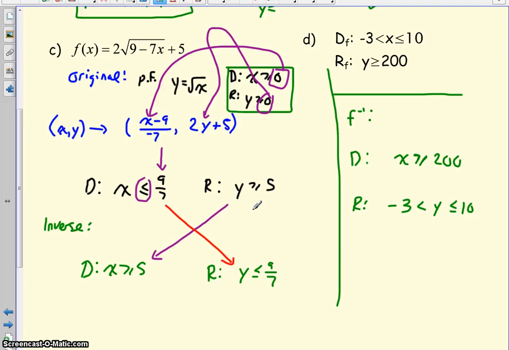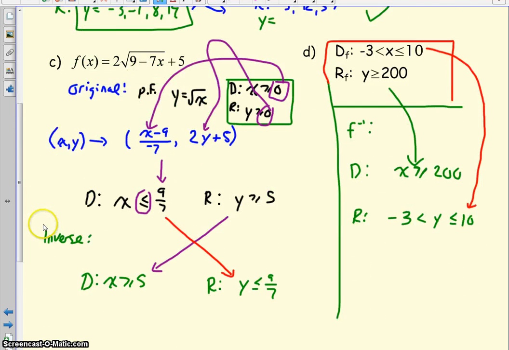And last but not least for D, I'm not giving you the function, I'm going straight to giving you the domain and range of the original function. So going straight to the domain and range of the inverse should be a simple matter of interchanging them. The domain of my function becomes the range of my inverse, and the range of my function becomes the domain of my inverse.